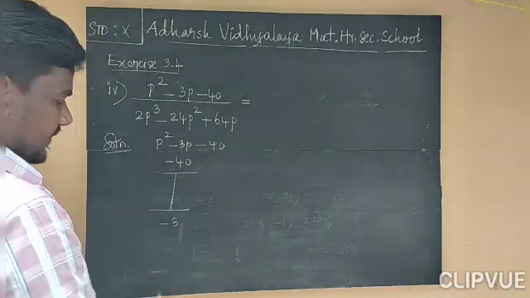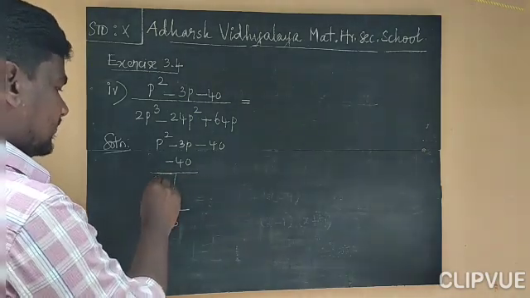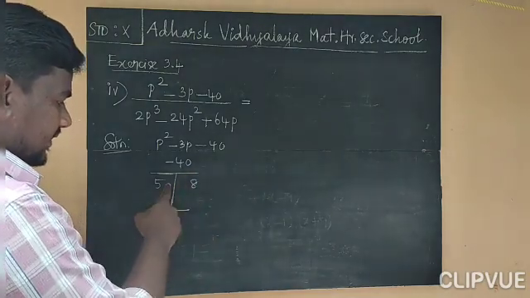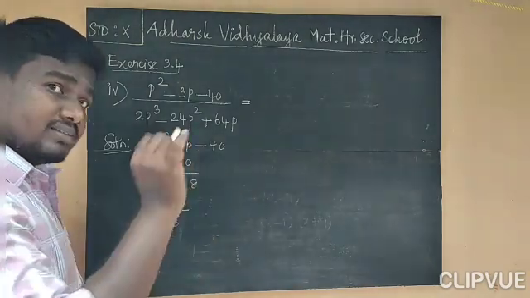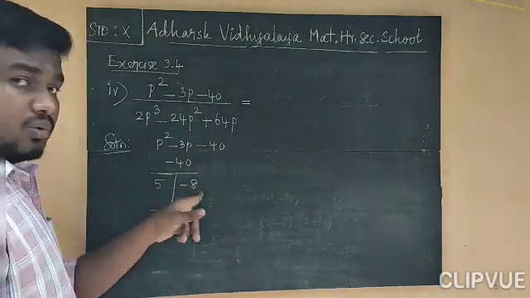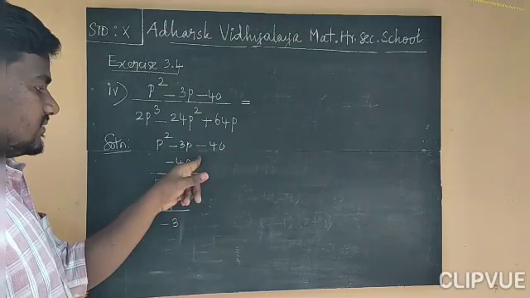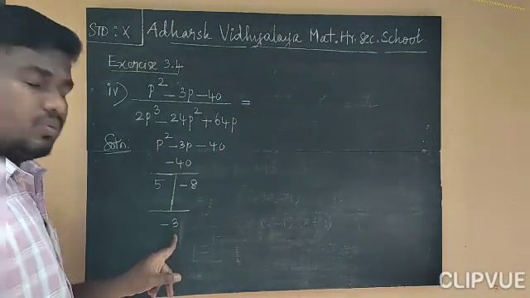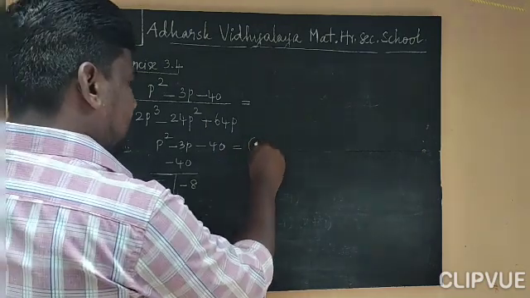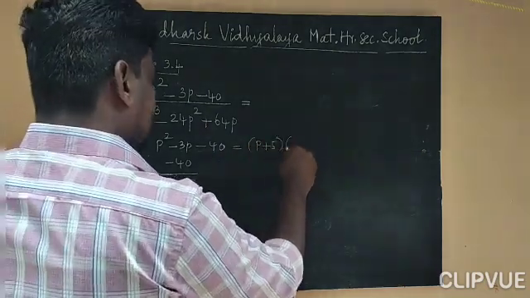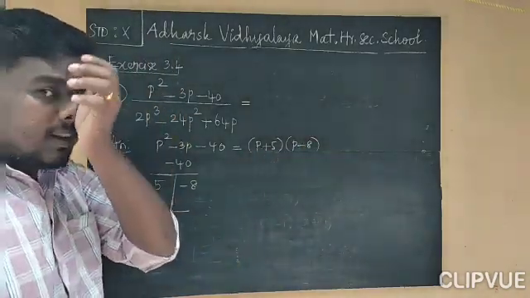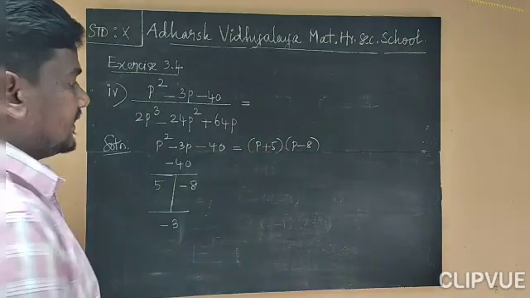So what are the two factors? You know very well. 5 eights are 40. So 5 into 8 is equal to 40 and 8 minus 5 is equal to 3. So where do we assign that minus sign? Here minus 8. 5 into minus 8 is equal to minus 40. 5 minus 8 is equal to minus 3. Okay. So the factors are p plus 5 and p minus 8. So it can be written as p plus 5 into p minus 8. Right.